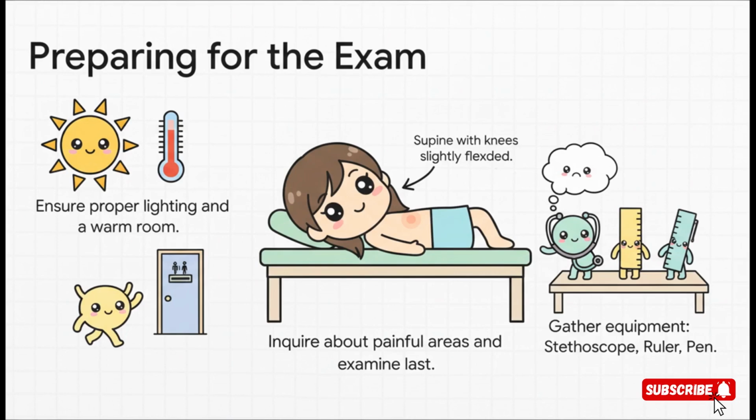All right, next up, you've got to get the room and the patient ready. Make sure the room is warm and has good lighting. Nobody likes being cold and exposed. You want to ask them to empty their bladder too, just for comfort. Then get them to lie flat on their back, what we call supine, with their knees bent just a little bit. This is great because it helps relax those abdominal muscles.